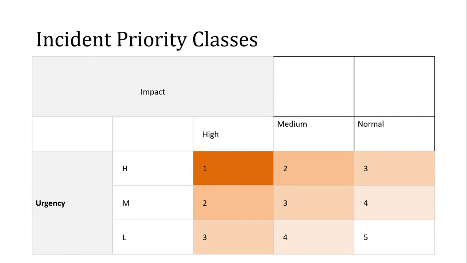Urgency is medium and impact is normal, we call this ticket P4. If the urgency is low and the impact itself is normal, then we call the ticket a P5 ticket.